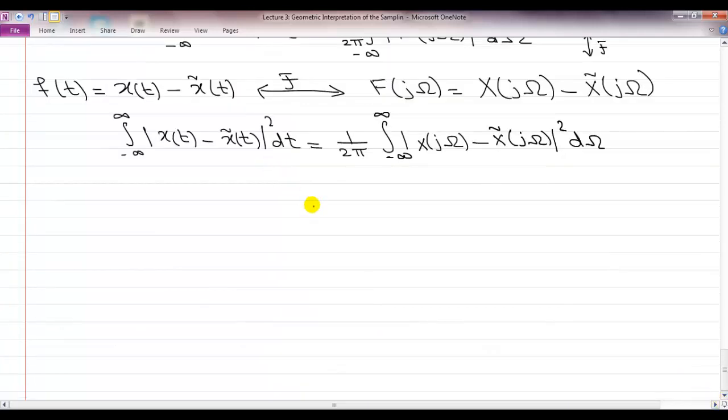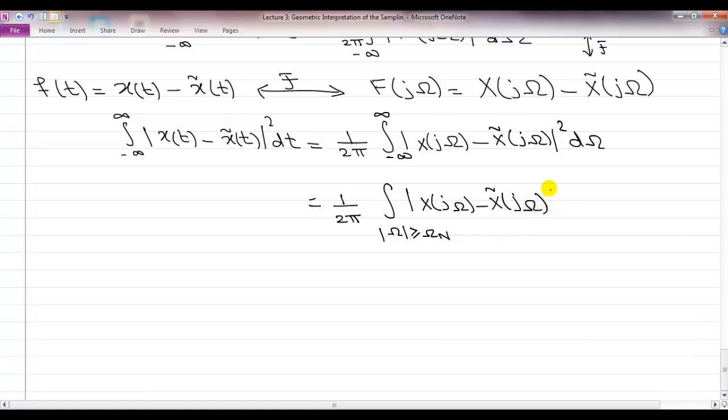Now the next thing is we will break this integration up into two pieces. One piece is going to be for omega bigger than or equal to omega n, and the other piece is going to be for omega between minus omega n and omega n.